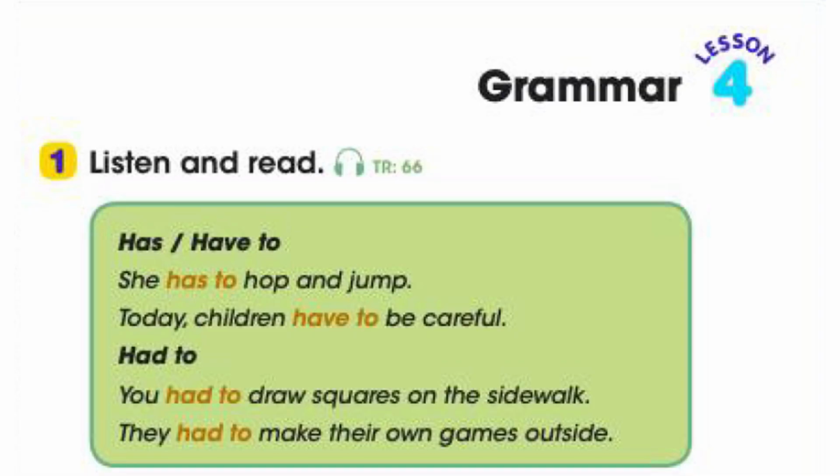Track 66. Unit 7. Lesson 4. Grammar. Exercise 1. Listen and read. Has to, have to. She has to hop and jump. Today, children have to be careful. Had to. You had to draw squares on the pavement. They had to make their own games outside.